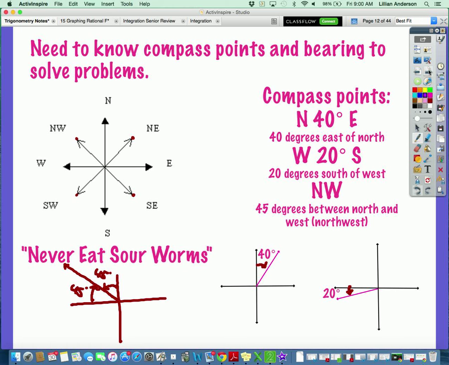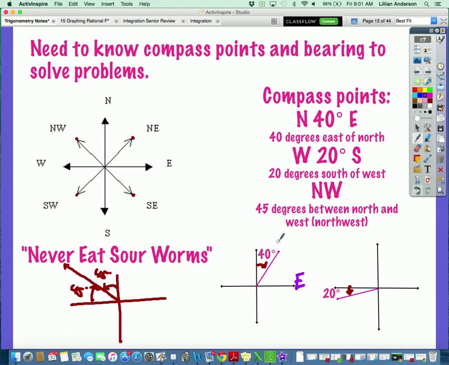These are known as your compass points, okay? A lot of times they might use compass points when they're talking about a ship or a plane, and they also might use bearings to solve a problem, okay? So they do something like this. They're talking about north 40 degrees east. That's 40 degrees east of north. So if you look here, here's the north direction. I'm traveling 40 degrees east. East is over here, okay? So that angle is created using the north and then traveling towards the east direction to create that 40 degrees. So north 40 degrees east would look like this.